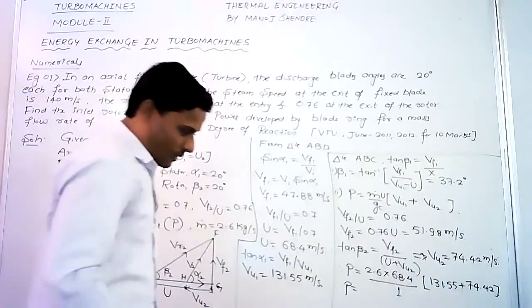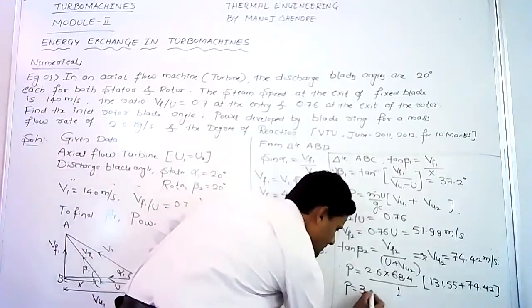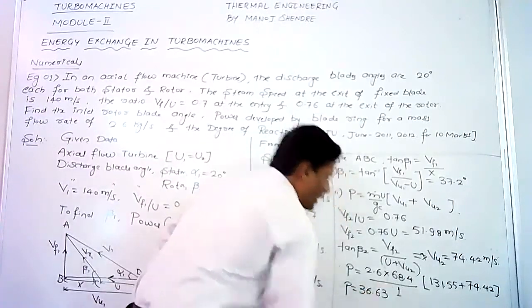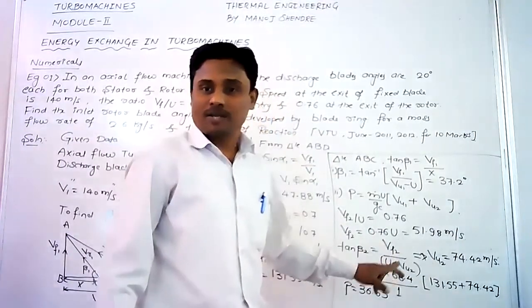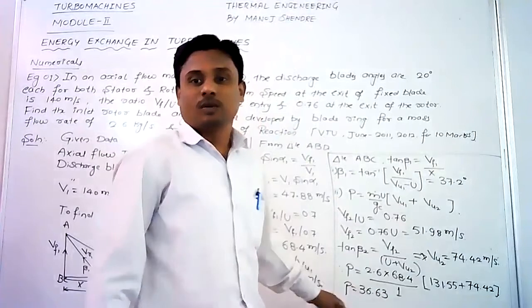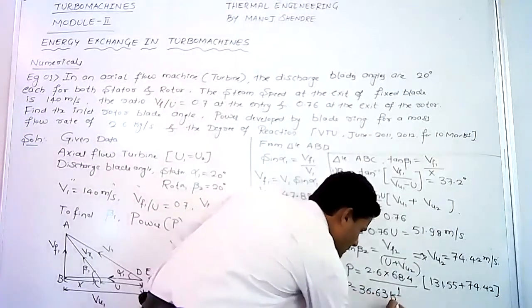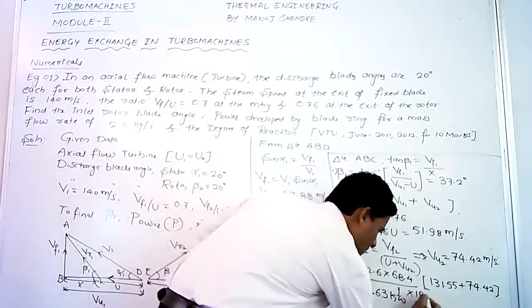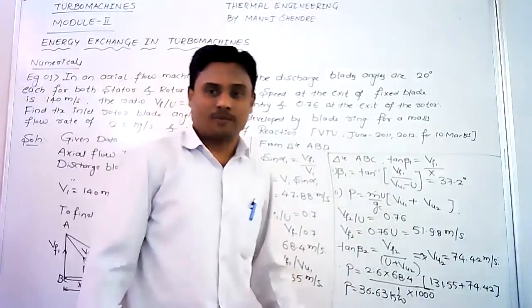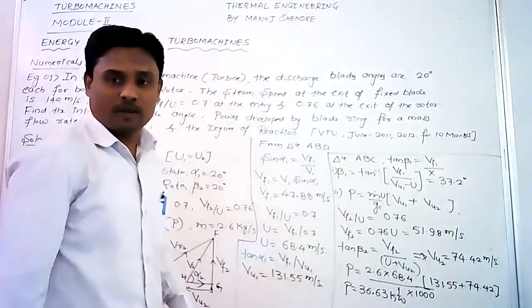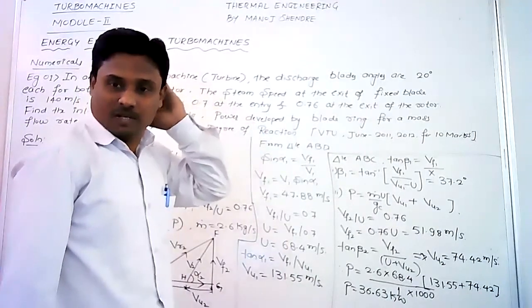So the expected answer for power P is 36.63 kilowatts. If you simplify this, you will get the value in terms of watts. Just divide by 1000, you will get the value in terms of kilowatts. So this is the answer for power produced by the ring, that is 36.63 kilowatts.